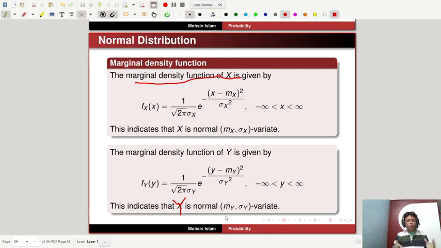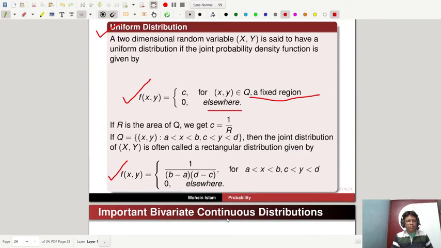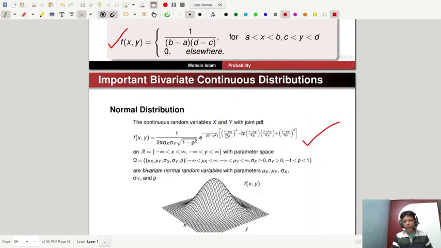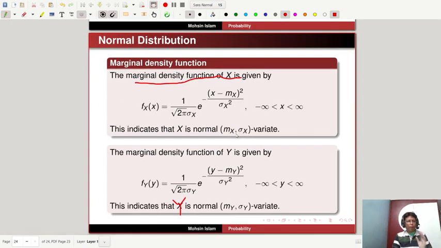So I gave you two examples of bivariate continuous distributions. One is the uniform distribution, another one is the normal distribution, and the diagram for the normal distribution and its marginal density function. You can calculate the marginal density functions for the uniform distribution also. So this is all about part 1.